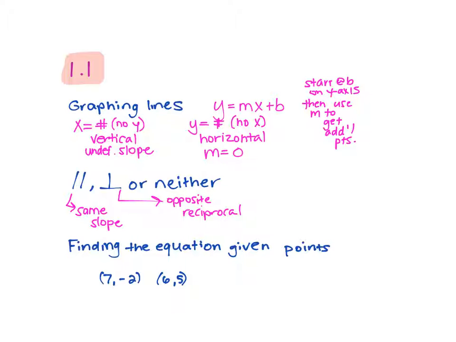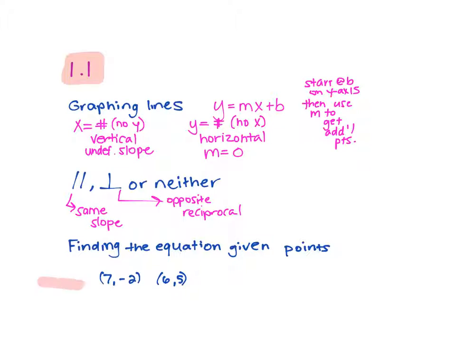Just be careful. And then we had exceptions where it was an x without a y. That's a vertical line with undefined slope. A y without an x. That's a horizontal line with slope equal to 0. In this section was the relationship between parallel lines. They have the same slope. The relationship between perpendicular lines, which is the opposite reciprocal.